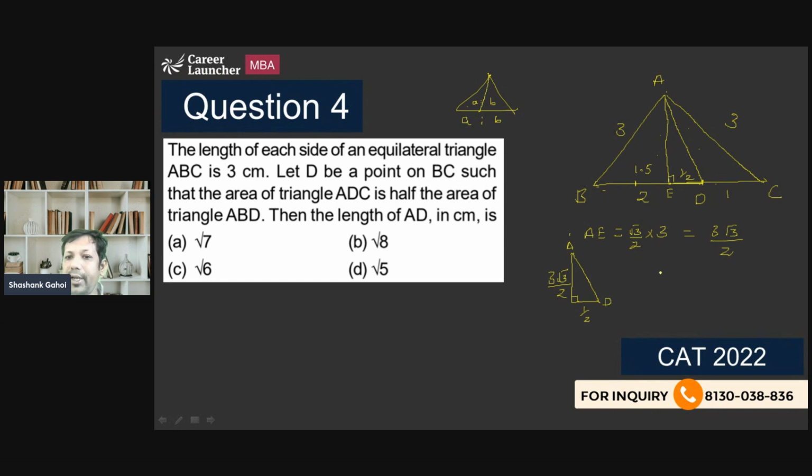So what I can do is simply use the Pythagoras theorem, where AD square is equal to this square, that is 27 upon 4, plus this square, that is 1 upon 4, and that is equal to 28 upon 4. So this value comes out to be 7. So AD square comes out to be 7, so AD comes out to be root 7. That's it. This is how we are going to approach and solve the question.